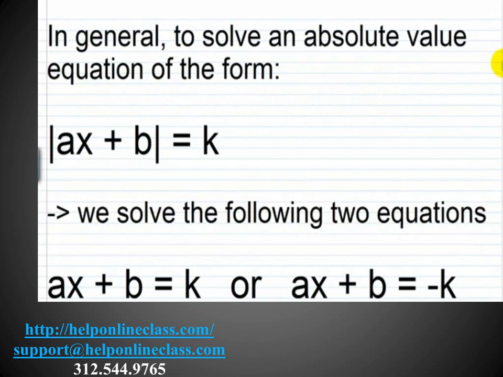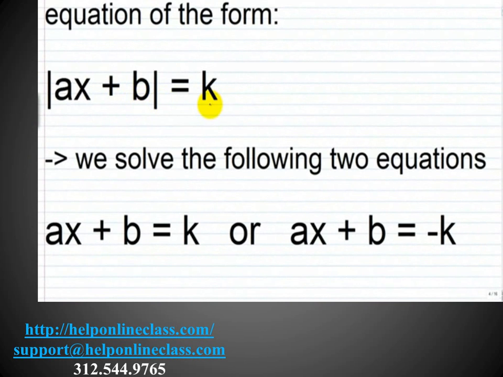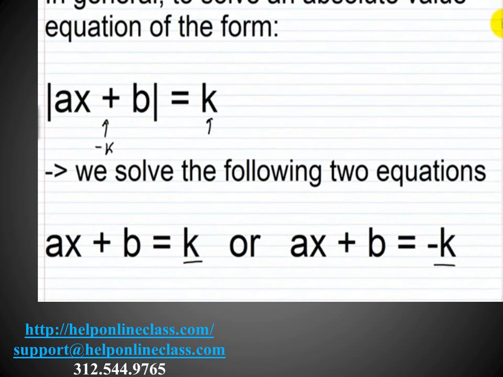So in general, to solve an absolute value equation of the form the absolute value of ax plus b equals k, we solve the following two equations. Ax plus b could be equal to k, positive k, or ax plus b could be equal to the negative of k. Because if we take the absolute value, it's going to end up being positive. So in other words, if this ends up being equal to negative k, once we take the absolute value of it, it ends up being positive k. And I know when we start working with abstract stuff, it gets confusing. Well, let's jump in and look at an example.